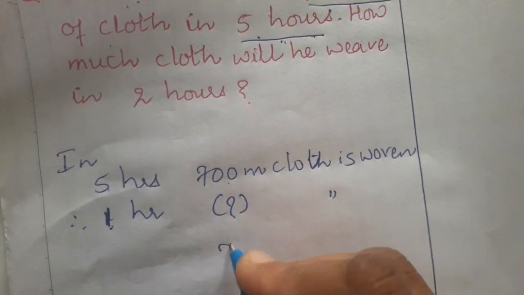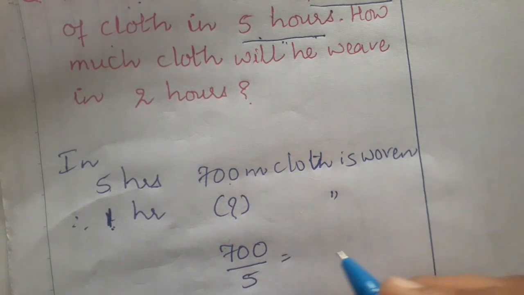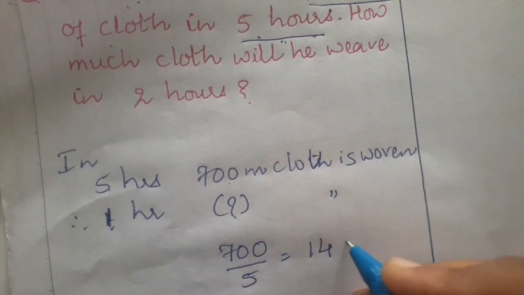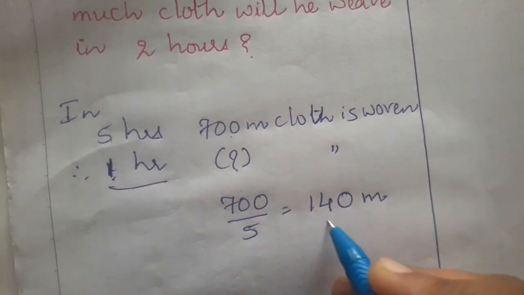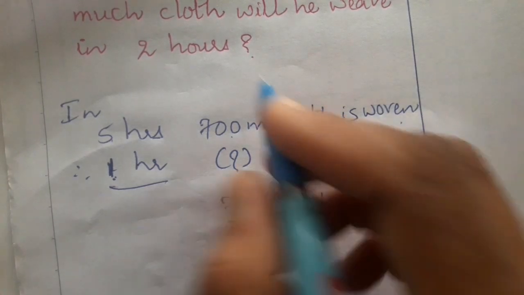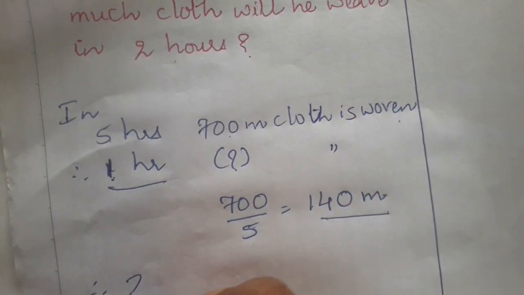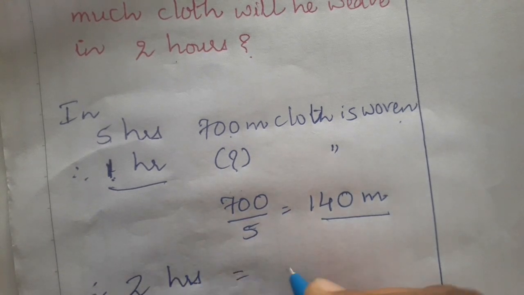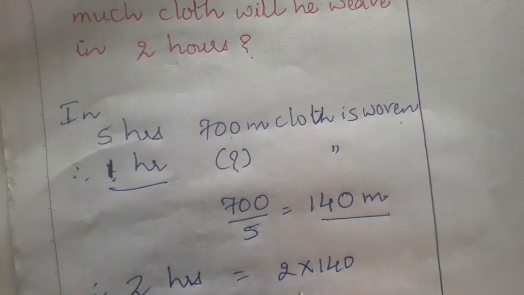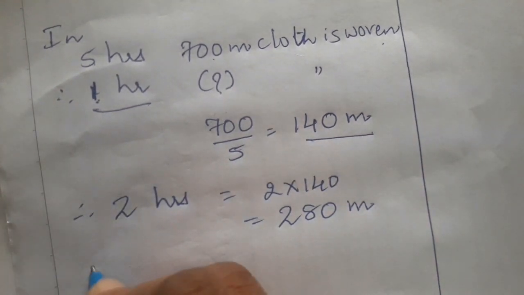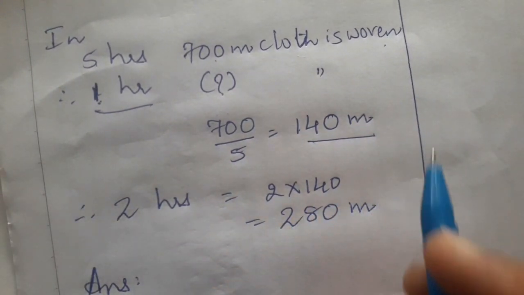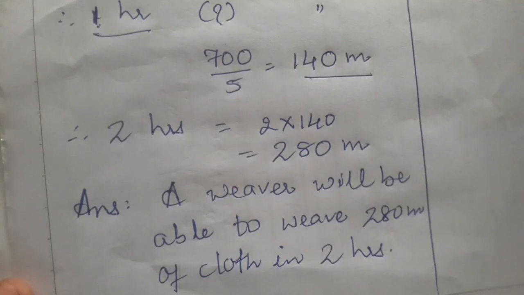So when you divide 700 by 5, what you will have is 14 5s are 70, and 140. This much meter cloth is woven in 1 hour. So if so much quantity is woven in 1 hour, that means in 2 hours how much? I will do it in 2 hours. That is 2 into 140. That is 2 fours are 8, 2 ones are 2, 280 meter cloth is woven. And then write the final answer, that is, a weaver will be able to weave 280 meters of cloth in 2 hours.